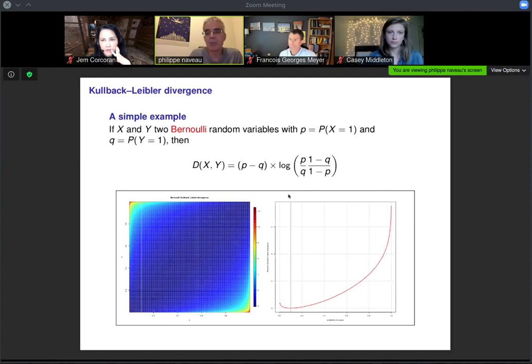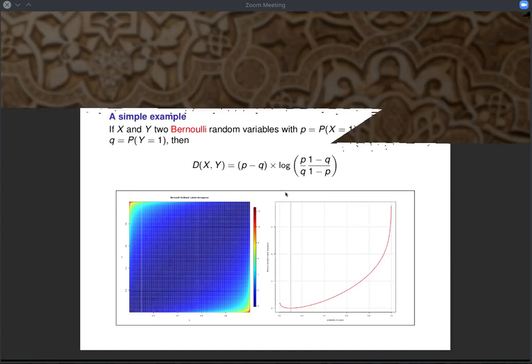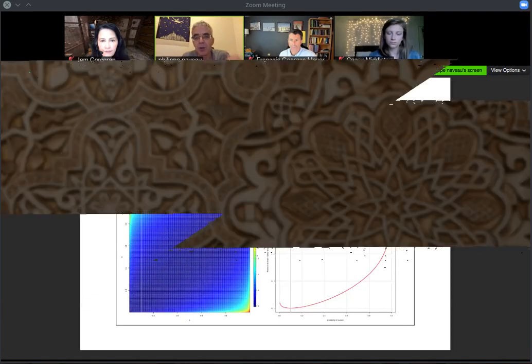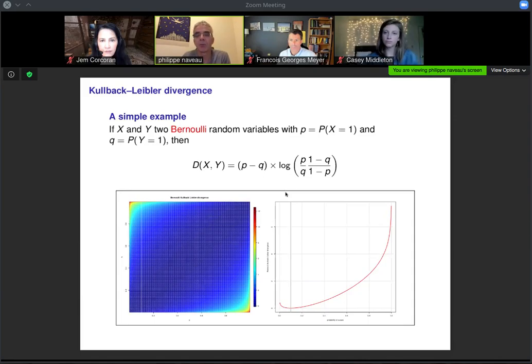Now we can look at a very simple example. I think the simplest one I could find was a Bernoulli random variable. I suppose everyone knows what it is. You just look at P, which is a probability of winning or losing. You can think about the Nuggets, for example, or maybe the Lakers. It depends on which side you are on. In this case, P is the probability of X equals 1, and Q is the probability of Y equals 1, and you want to compare P and Q.